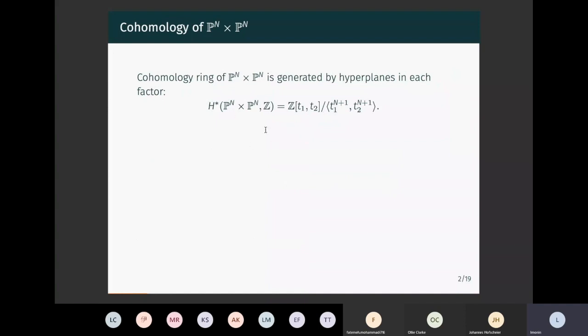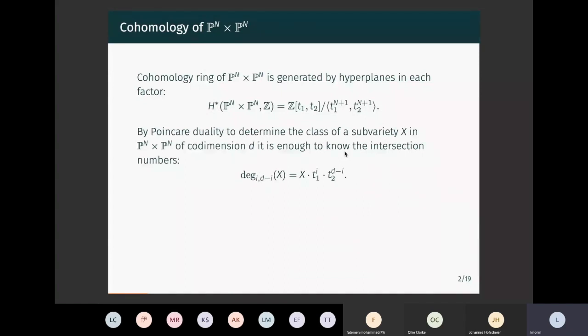So what is the cohomology of a product of projective spaces? Let me very quickly remind you. The cohomology ring is generated by two classes. One is the pullback of the hyperplane class on the first factor, and the other is the pullback of the hyperplane class on the second factor. Of course, if I intersect the pullback of this hyperplane with itself N plus 1 times, I should get 0. It turns out that this gives a complete description of the cohomology ring of a product of projective spaces. So it's the ring generated by two variables, modulo the relations T1 to the capital N plus 1 equal to 0, and T2 to the capital N plus 1 equal to 0.